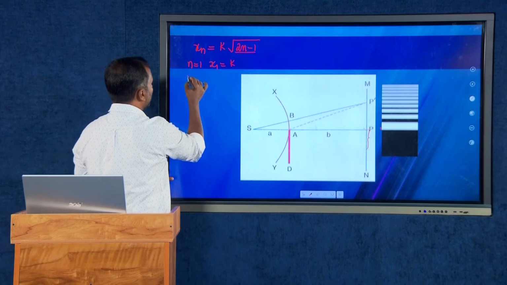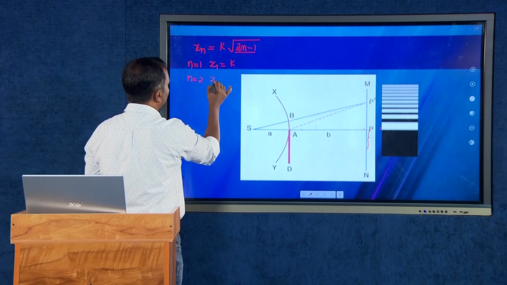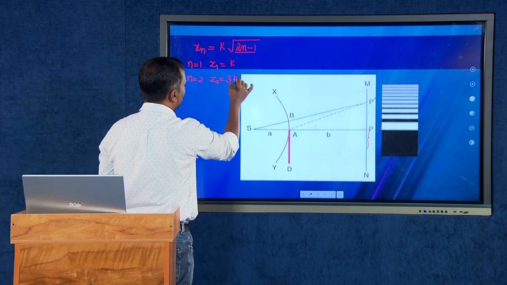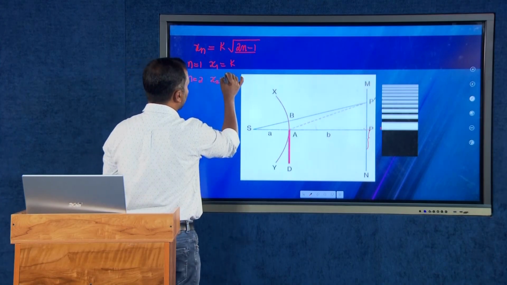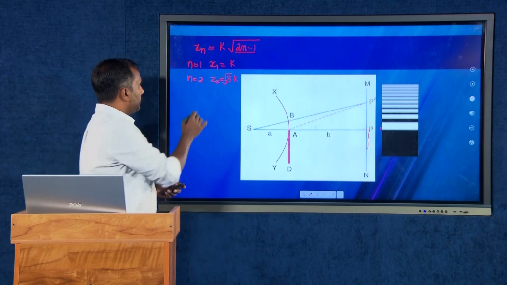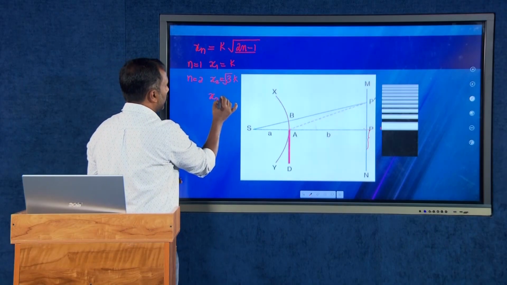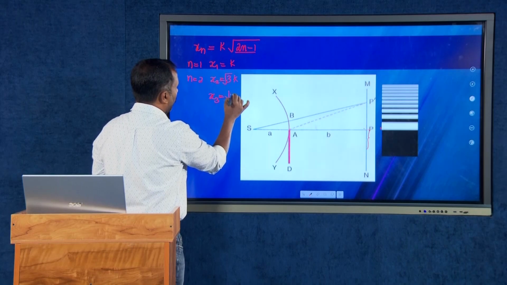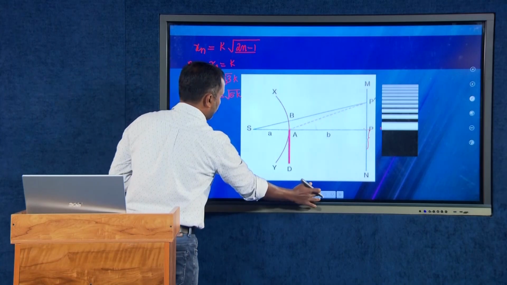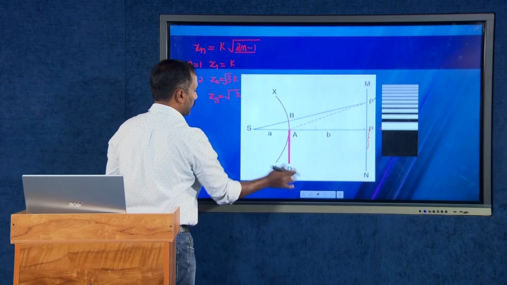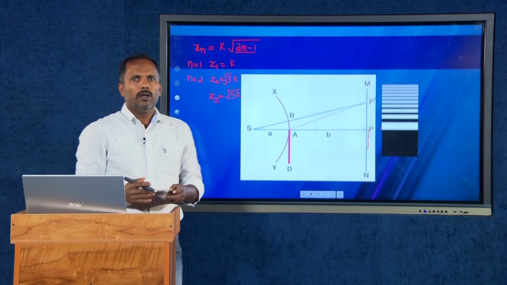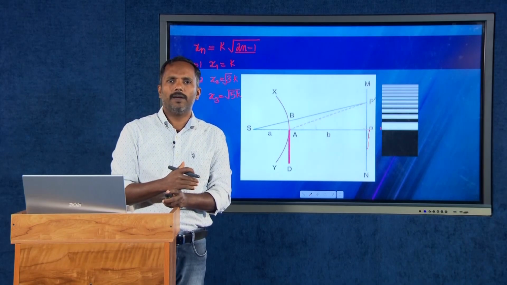If I take n equal to 2, then x2 is equal to root of (4 minus 1), that is root 3 k, and x3 can be root 5 k, etc. This is the position of the third maxima, this is 5. And so on. Now how is the separation between the successive maxima?